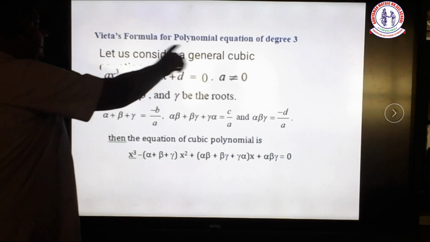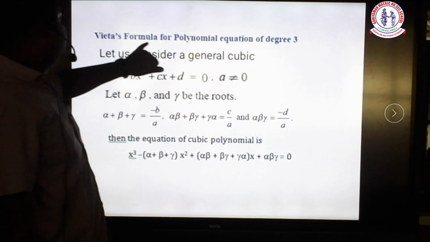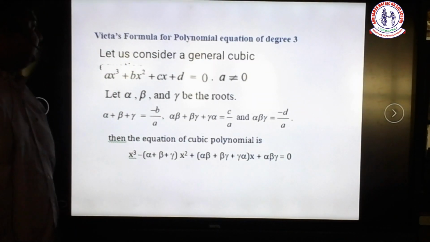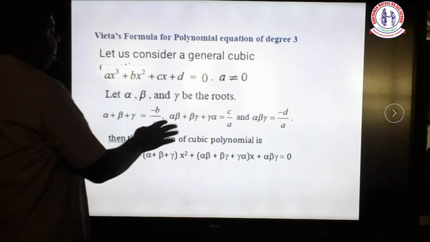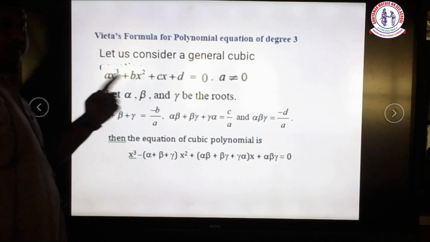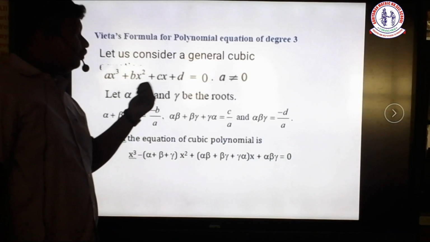Next one, Vieta's formula for polynomial equation of degree 3. This is the new one. Here you can take a cubic polynomial equation ax cube plus bx square plus cx plus d is equal to 0, where a not equal to 0. Why do we put a not equal to 0? Because if a is 0, it is not a cubic, it changes into a quadratic.